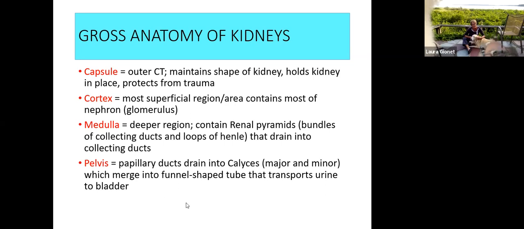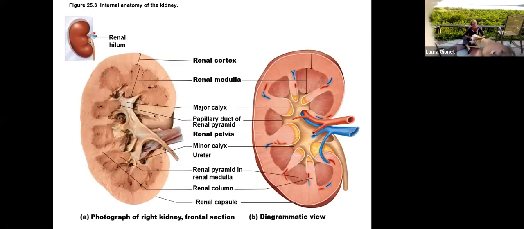It gets passed into what's called major and minor calyces, which are little tubes, so to speak, transporting urine to a larger region called the pelvis of each kidney. And then from there, we have ureters that will transport urine down to the bladder.